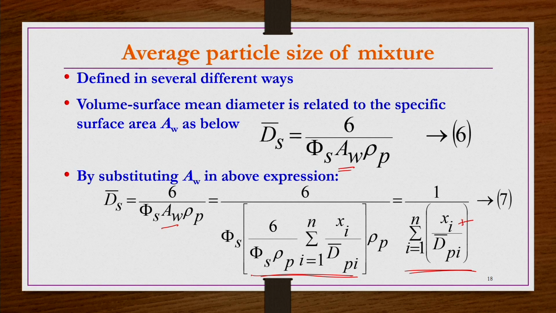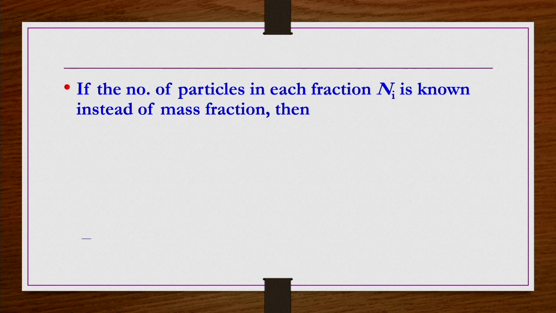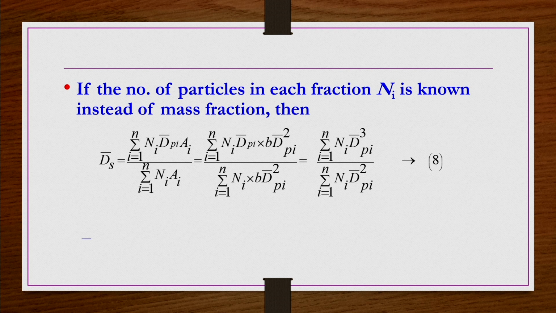So this is if you know the mass fraction of the material in each increment. In place of xi, if you know ni, the total number of particles in that fraction, then you have to use this equation: d_s bar equals sigma ni dpi bar a_i divided by sigma ni a_i. Here a_i is nothing but the surface area of a particle.